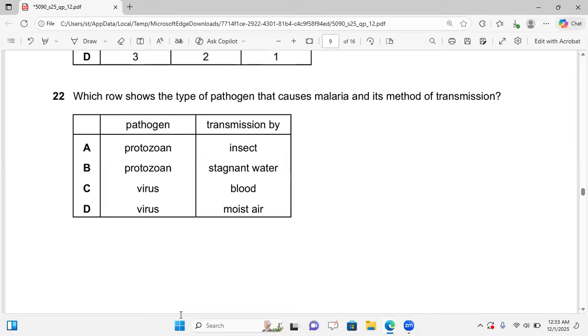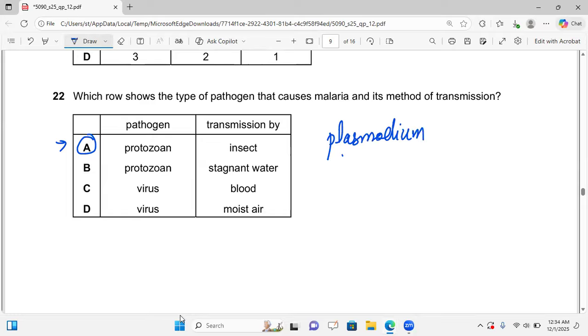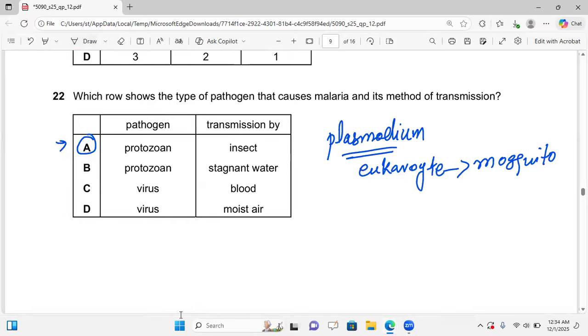Which row describes the type of pathogen which causes malaria and its method of transmission? So the pathogen is a protozoan, just like plasmodium, and transmission is by an insect like a mosquito. So we can say it is option A. That will be fine. Remember that plasmodium is a protozoa, a eukaryote, and unicellular, and it is carried by the mosquito, the female Anopheles, properly taken with its scientific name.